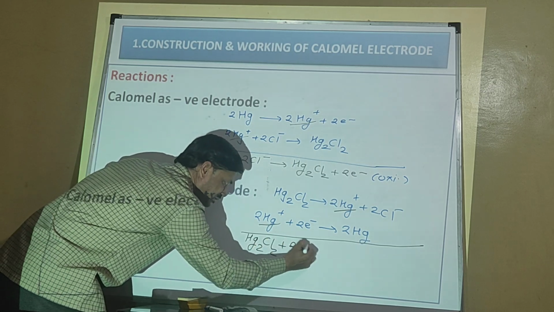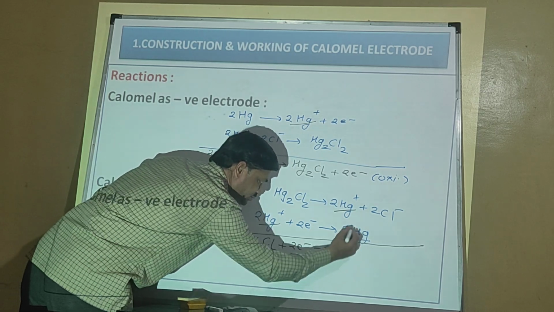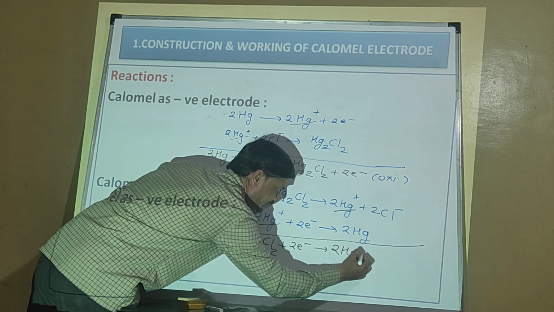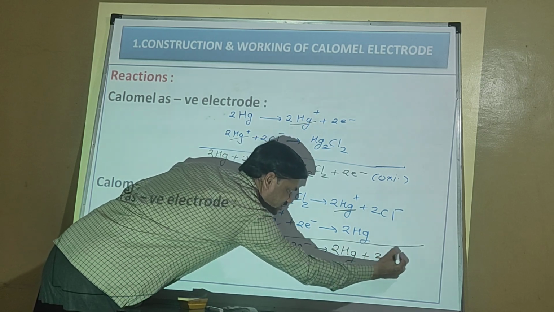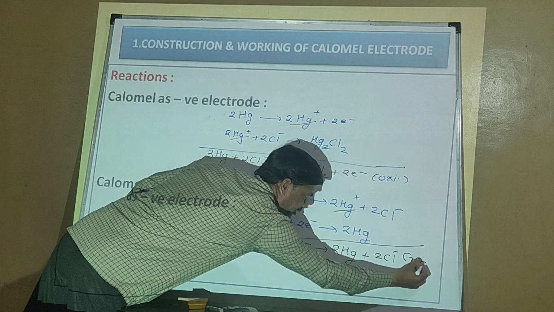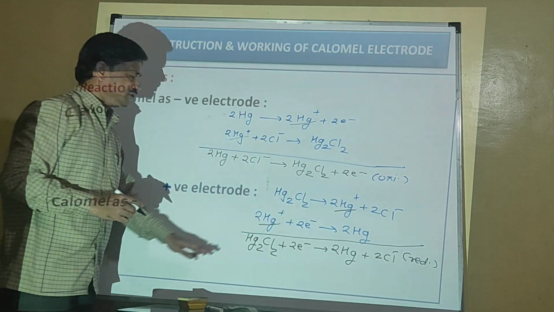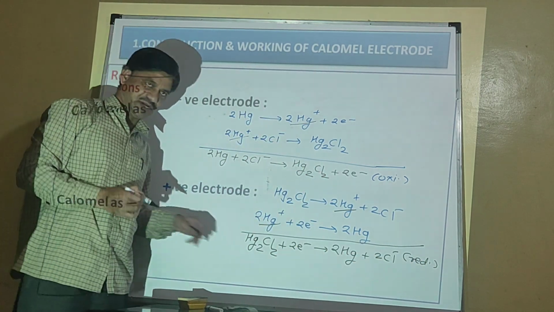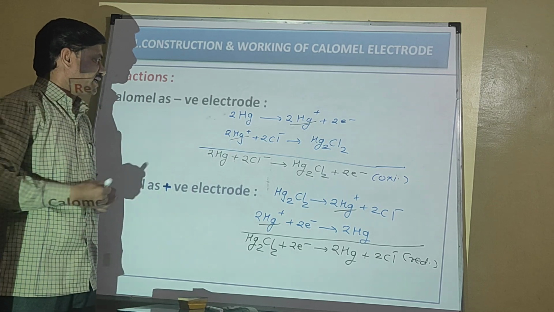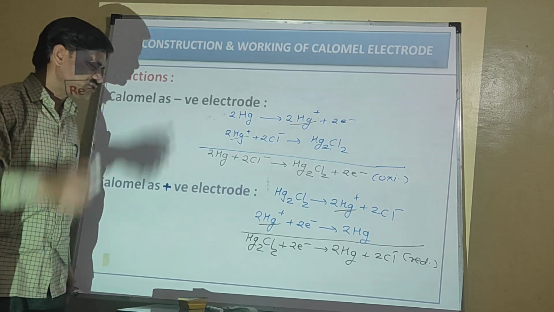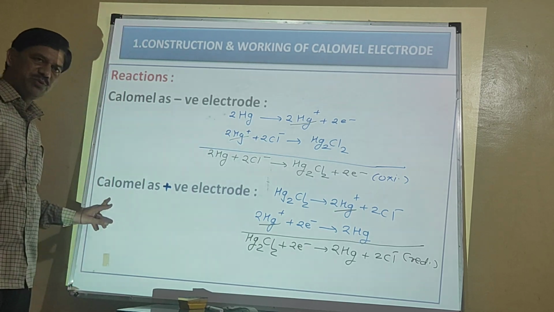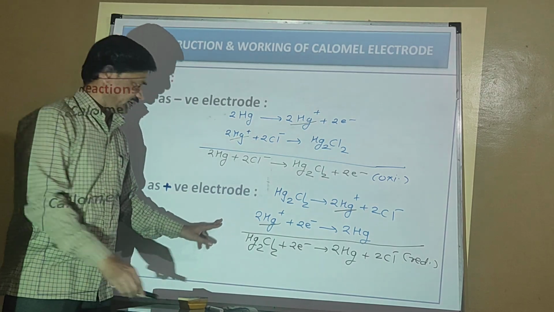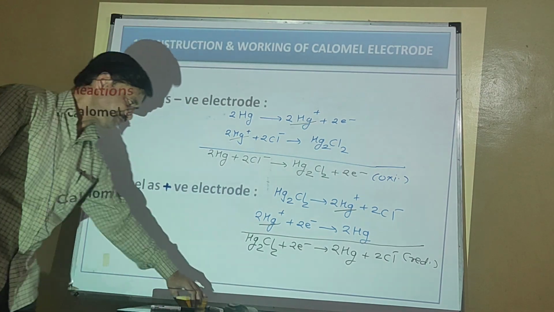Hg2Cl2 plus 2 electrons gives rise to what you are getting? 2 mercury atoms plus 2 Cl minus. Tell me, due to gain of electron, this is called as which phenomenon? Reduction. So remember, exactly the same equation gets reversed when calomel acts as what type of electrode? Positive electrode. Next point.